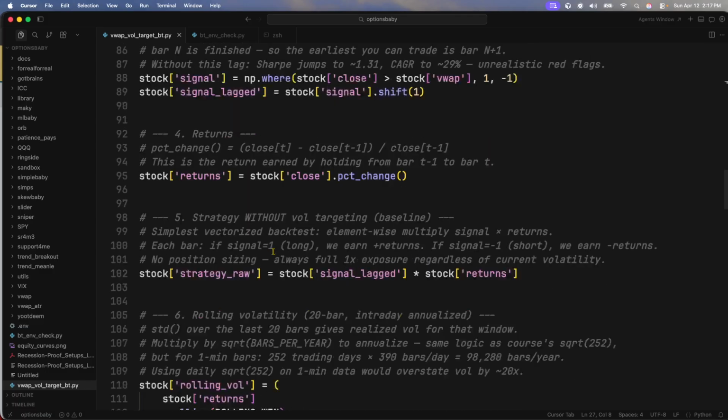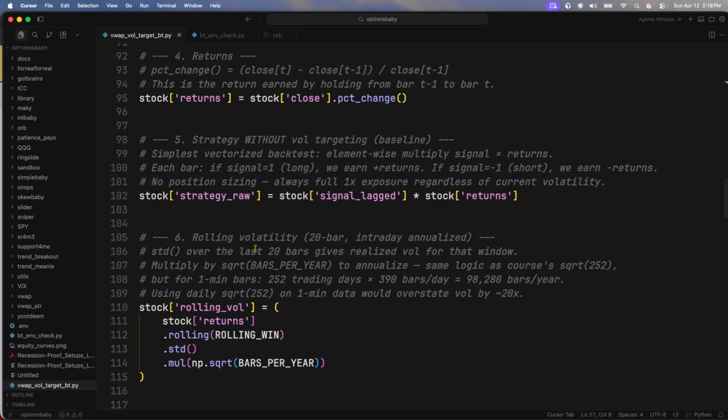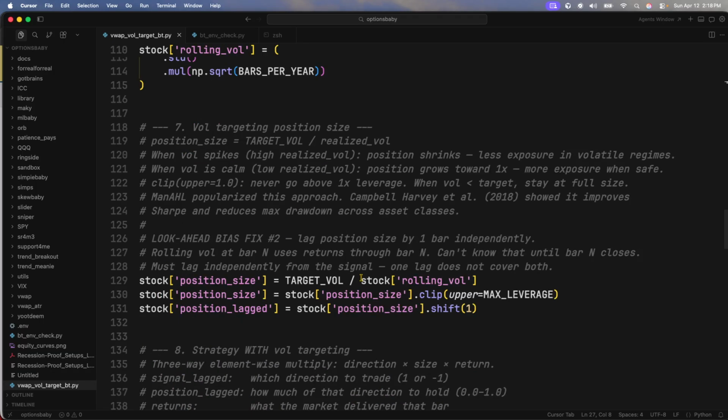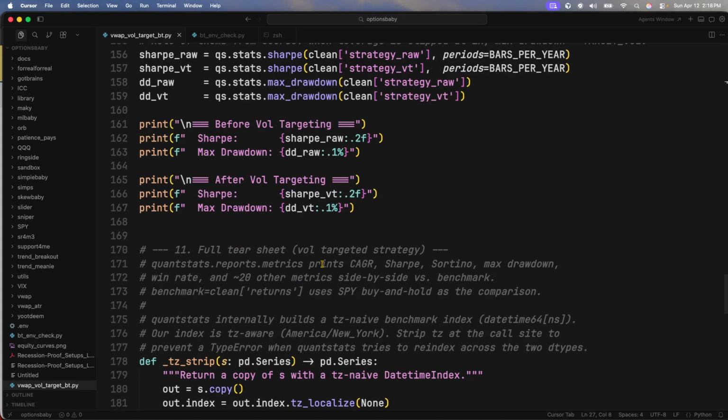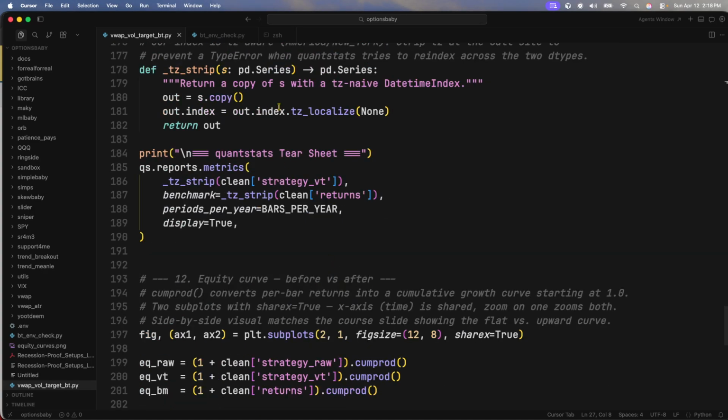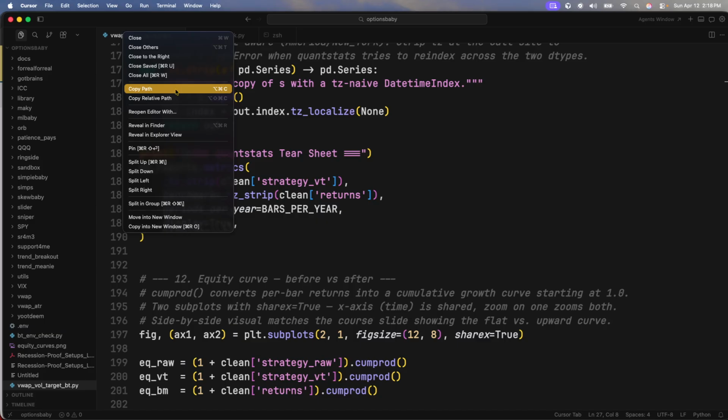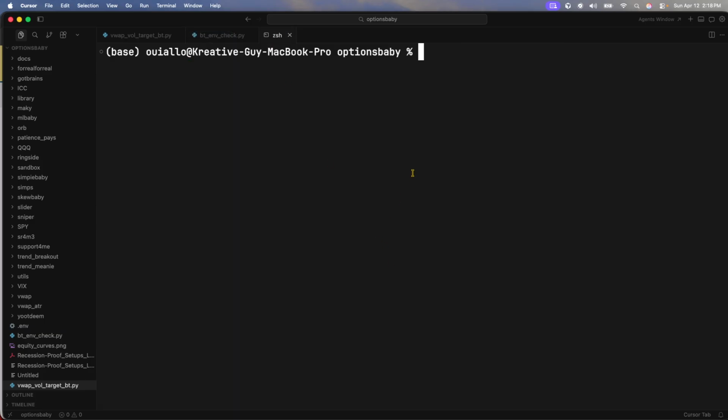So step 4 is going to be the return. Step 5 is the strategy without volatility targeting. Step 6 is the rolling volatility. Then we're going to have the volatility targeting, the strategy with it, and then the performance. And then we have the full tear sheet. So let's go ahead and run our backtest and see how well it performs.